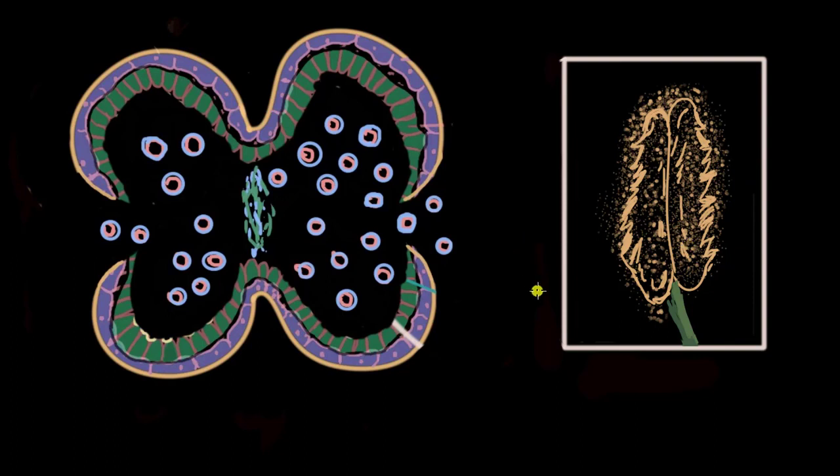So this was all about how pollens are formed from microspores and how the anther bursts and releases the pollen outside.